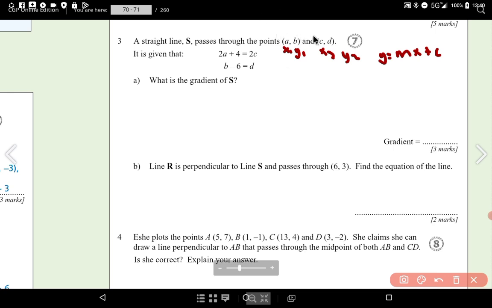Since we don't know what these are, you can try to do this. 2A plus 4 is equal to 2C. Okay, a straight line S passes through the points. It is given that 2A plus 4 is equal to 2C, and B minus 6 is equal to D. What is the gradient of S?